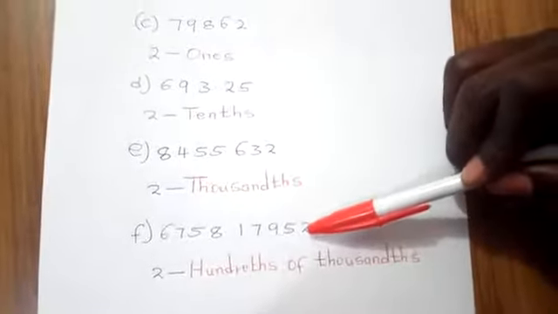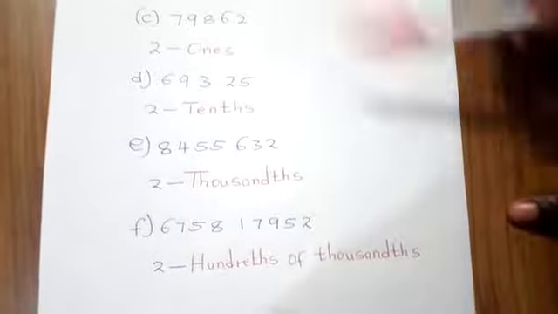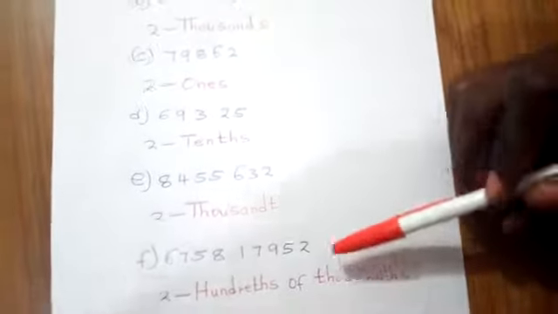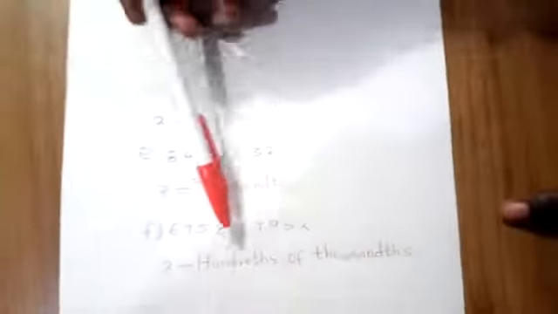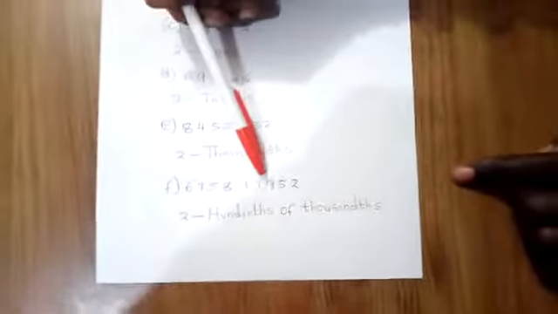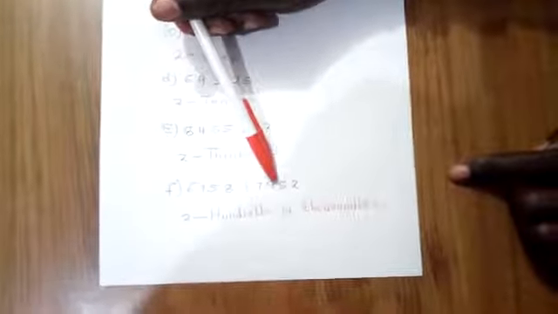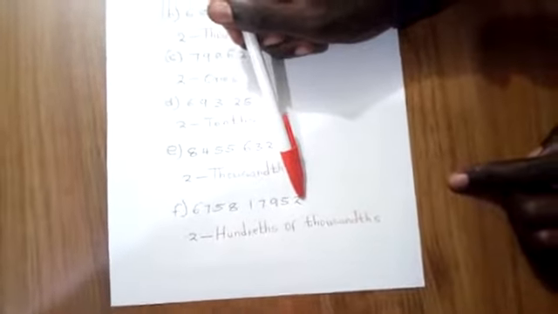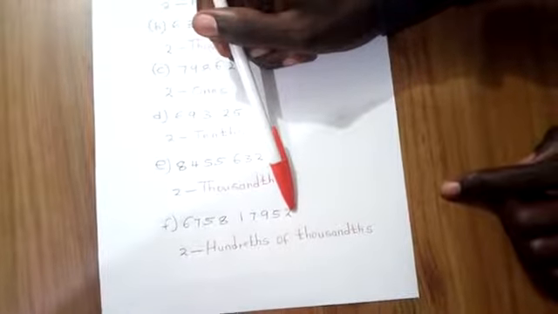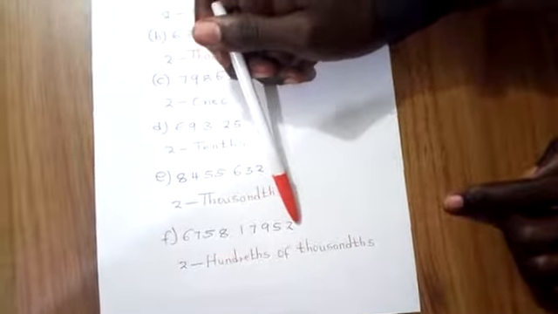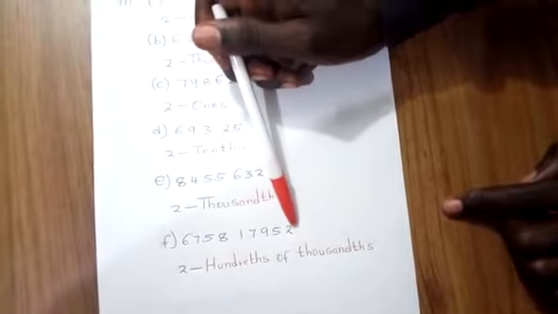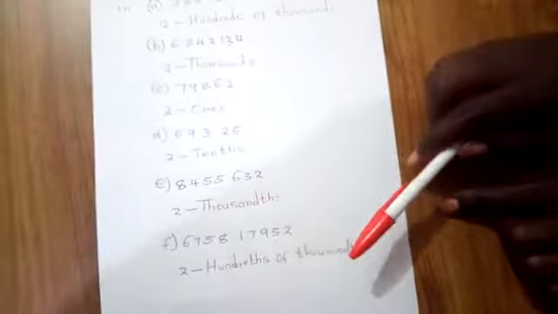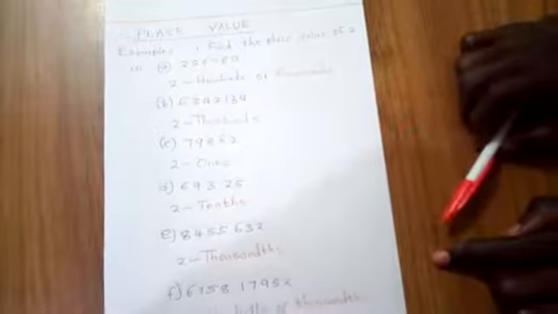Our next and last example in our place value is this figure. It's a long one, but we can start to count. The first one is tens, hundreds, thousands, tens of thousands, hundreds of thousands. So the place value of 2 in this figure is hundreds of thousands. So up to that point, we have done a quick revision on the place value of numbers.